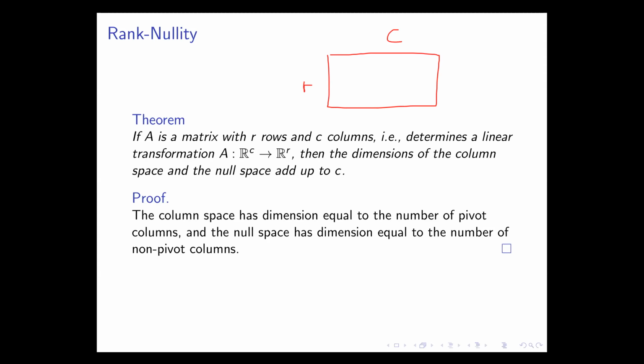And the proof is really elementary. You don't need to write any formula, simply because the column space has dimension equal to the number of pivot columns. So once you reduce it to the echelon form, the pivot columns span the column space, and the null space is spanned by the non-pivot columns, which are all the other columns. So altogether, we have C. They add up to C.